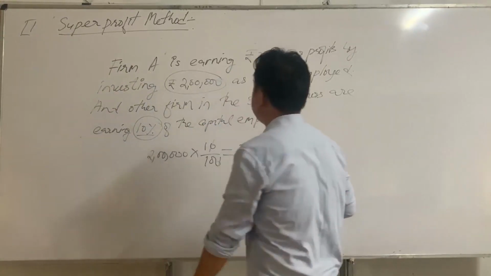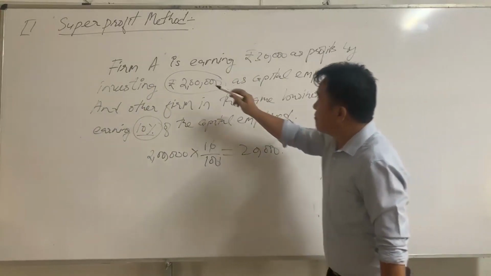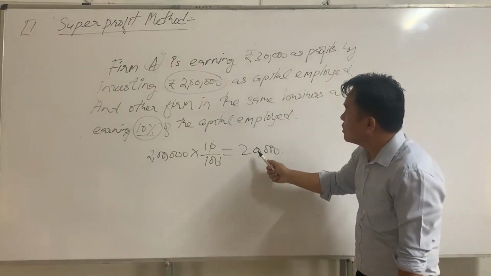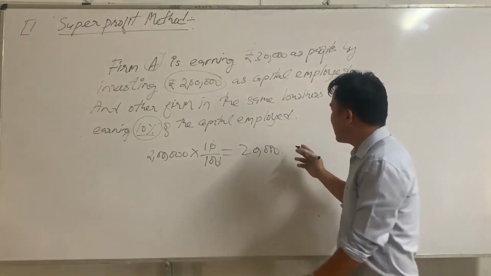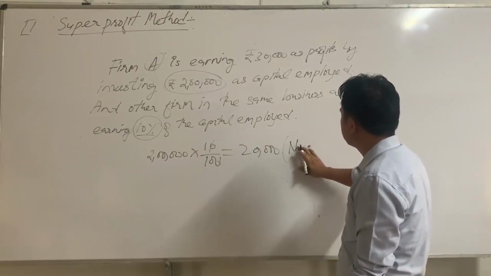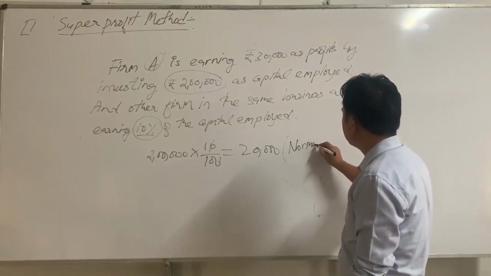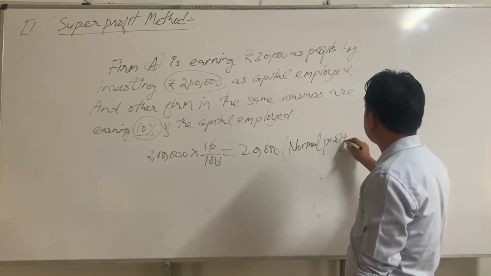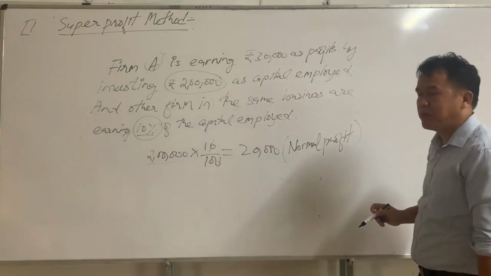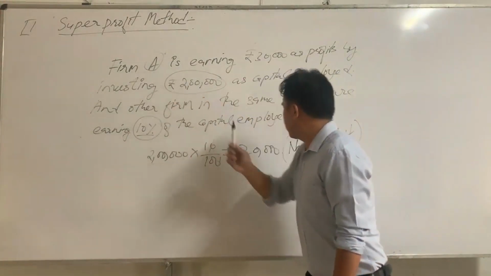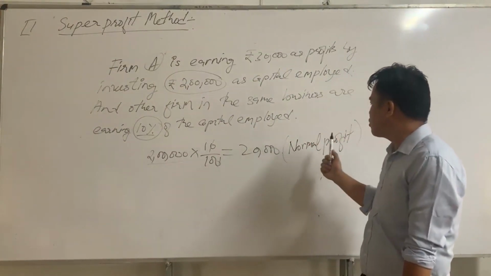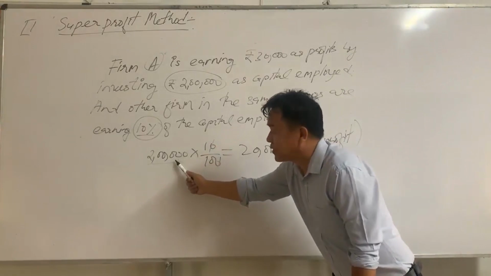20,000. Which means firm A should or is supposed to earn rupees 20,000 as normal profit on capital employed. I repeat, A should or is supposed to earn rupees 20,000 as normal profit on capital employed.